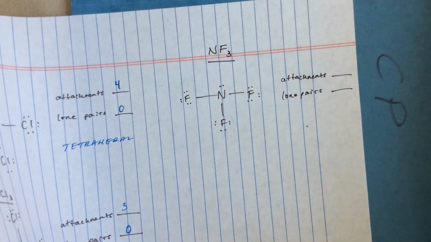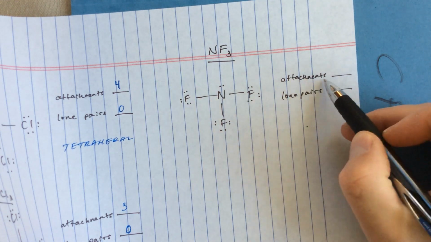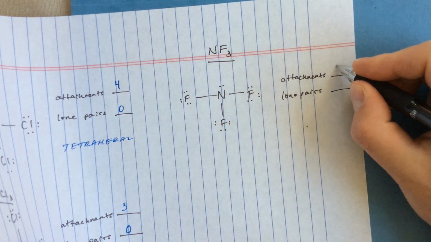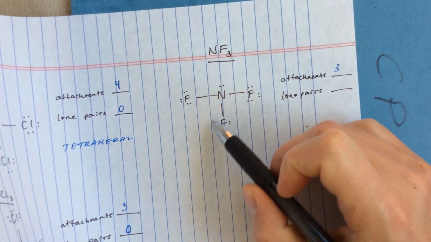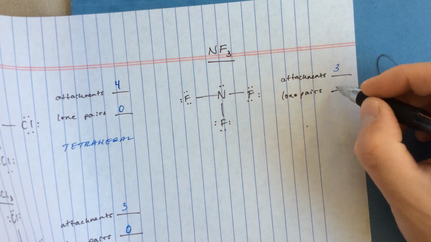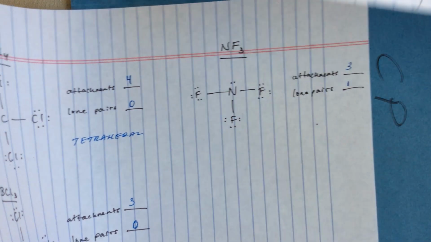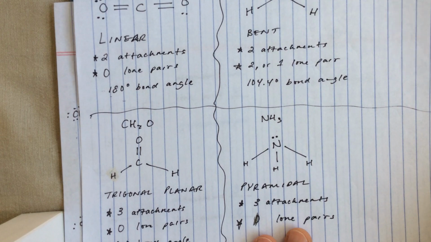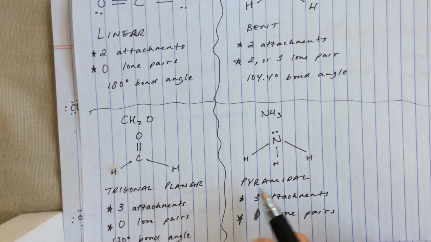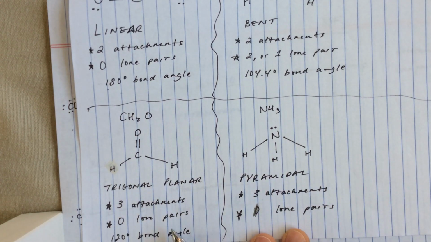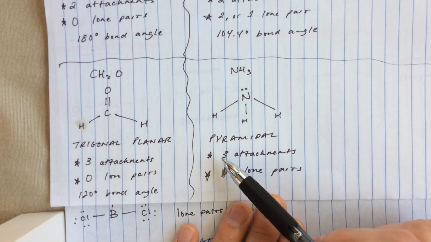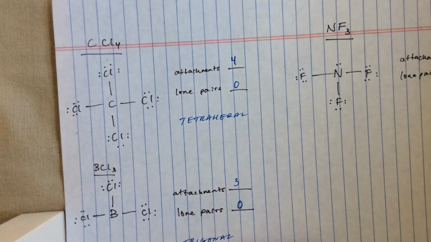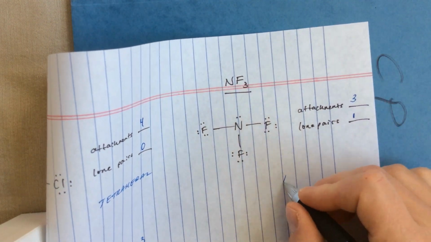And one last one, NF3. Same thing we've been doing: look at the central atom. Attachments: one, two, three, so three attachments. How many lone pairs on the central atom? Not these ones, the central atom. It's got one lone pair. Going back to our chart, either your PowerPoint or the notes you took, three attachments means it's this or this. This one has one lone pair, so it would be a pyramidal shape.